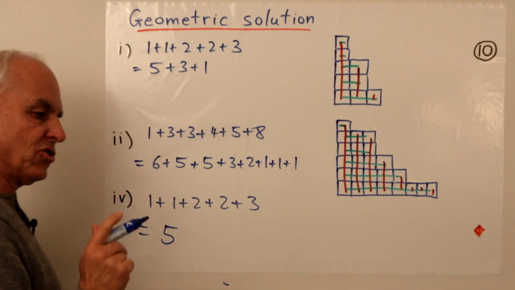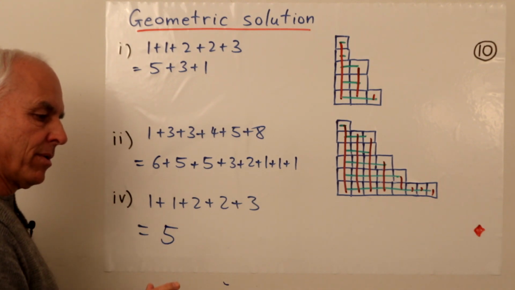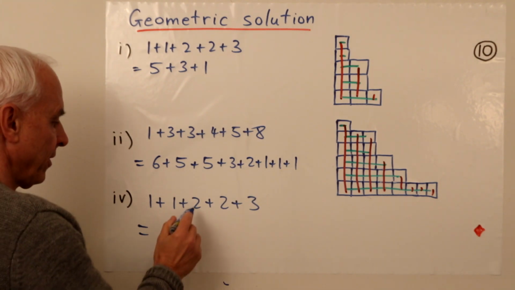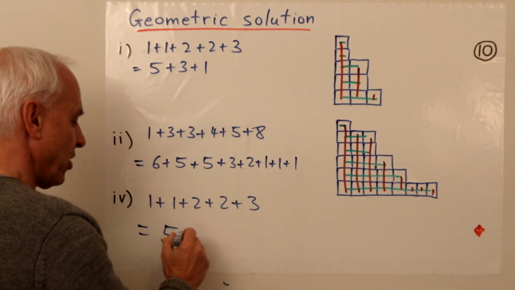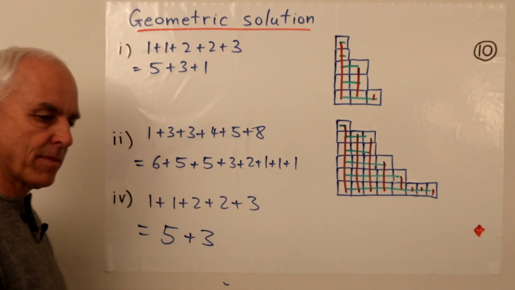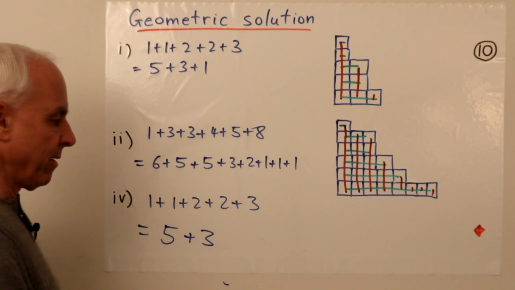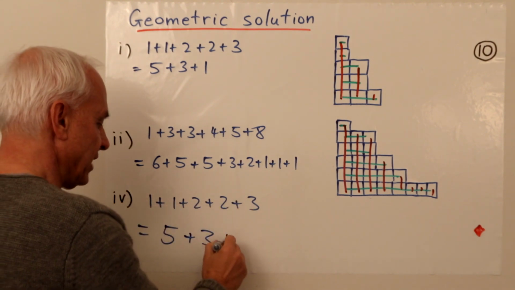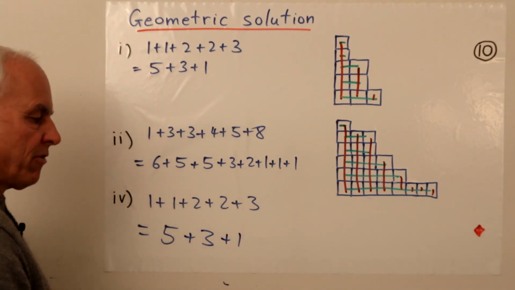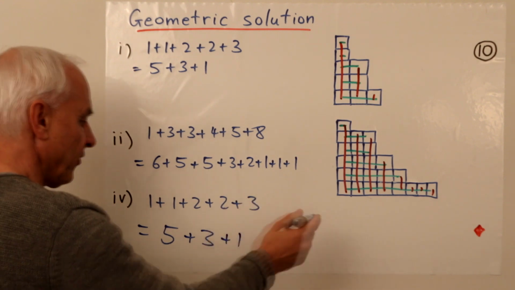How many of them are at least 2? There's this one, this one, this one. There's 3 of them which are at least 2. How many of them are at least 3? There's only 1 which is at least 3. How many of them are at least 4? Well, there's none of them, so further on.